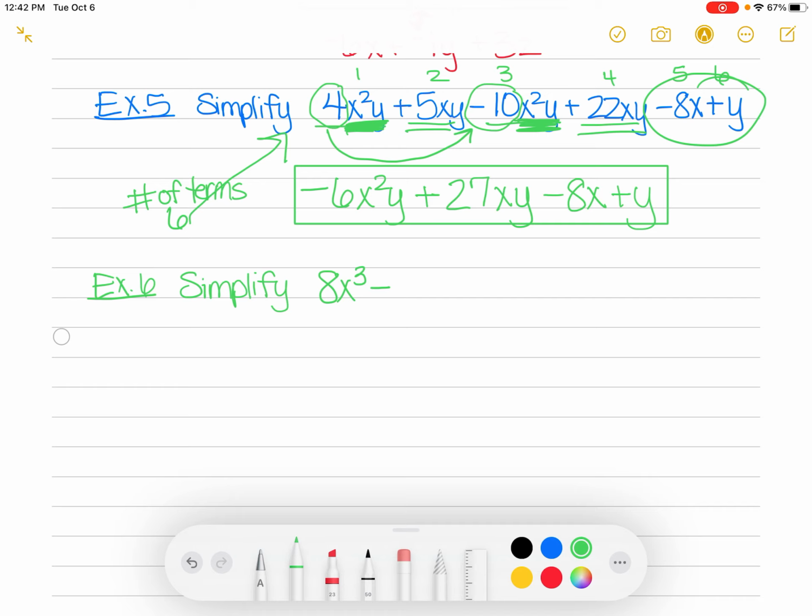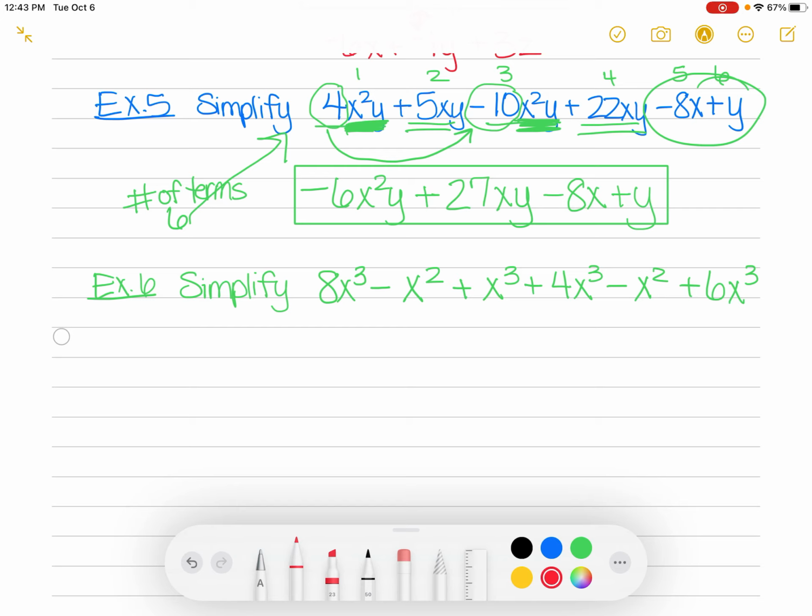Okay, 8x cubed minus x squared plus x cubed plus 4x cubed minus x squared plus 6x cubed. Before you start, because I want you to hit pause, remember if it does not have a number in front of the x, the number is 1. So you need to go ahead and hit pause and answer all of these. Put them together. Okay, now that you're back, we have a lot of like terms in this one.